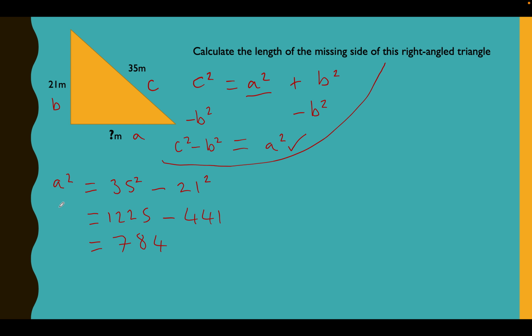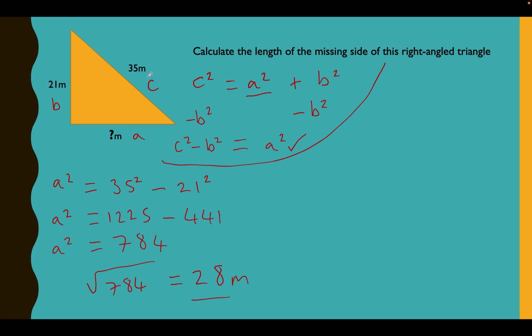This 784 is a squared, isn't it? So what do we need to do to the 784 in order to find just a on its own? We need to find the square root of 784, don't we? So the square root of 784 is equal to 28. So are we there now? Yes, we are. Because we can now put 28 meters on the end of this.